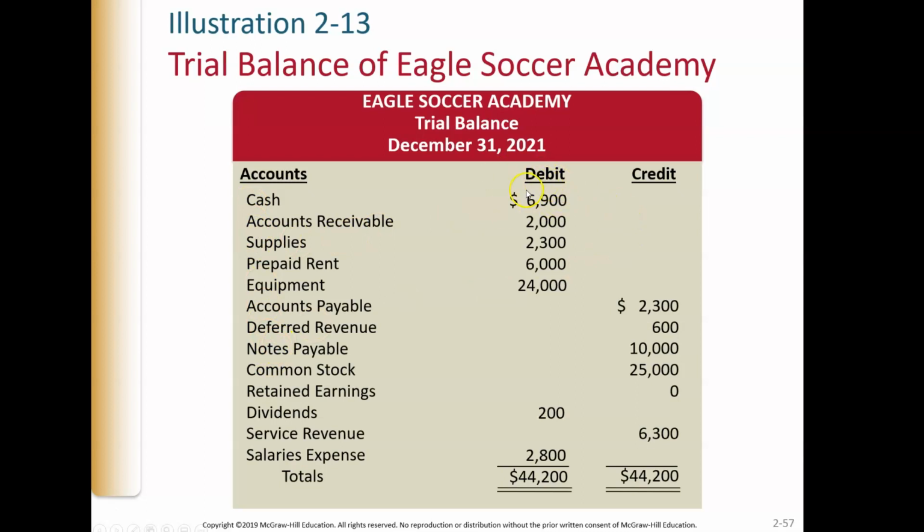If it has a debit balance in the T account, you put it on the debit side. If it has a credit balance, you put it on the credit side. Be sure you transfer these correctly. That's a good way to make a mistake. When you're finished, you add up all your debits, you add up all your credits, and your total should equal.